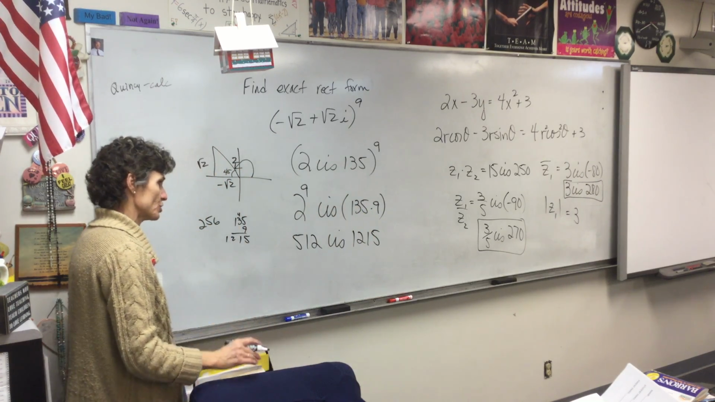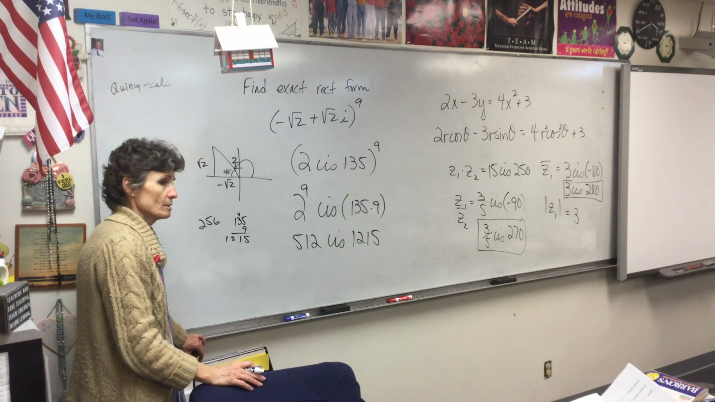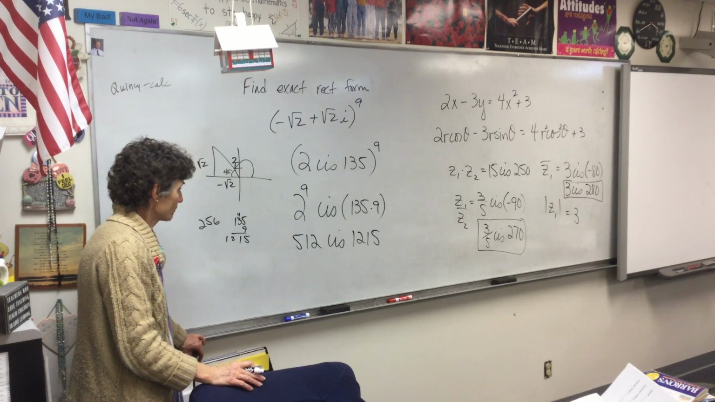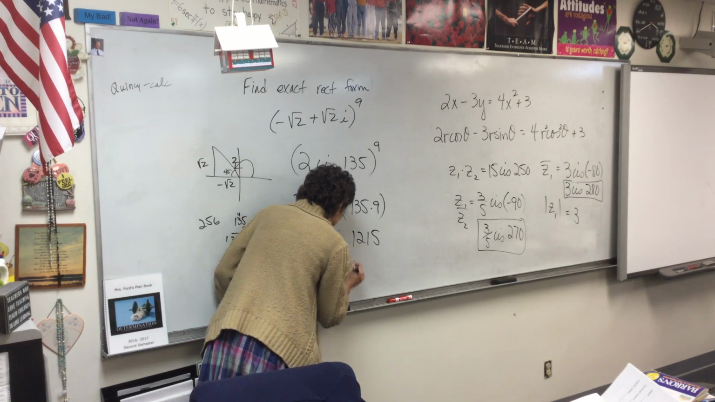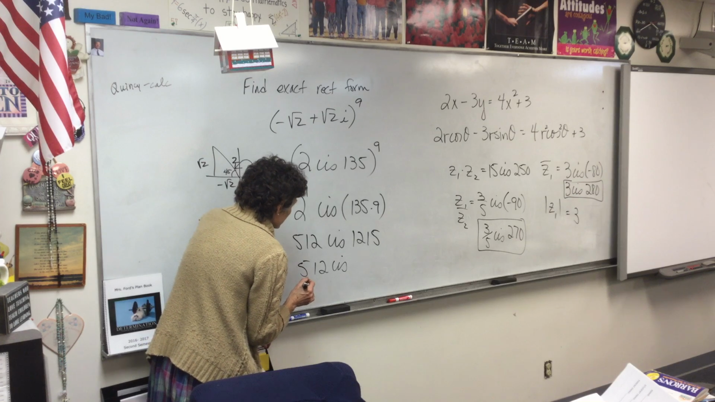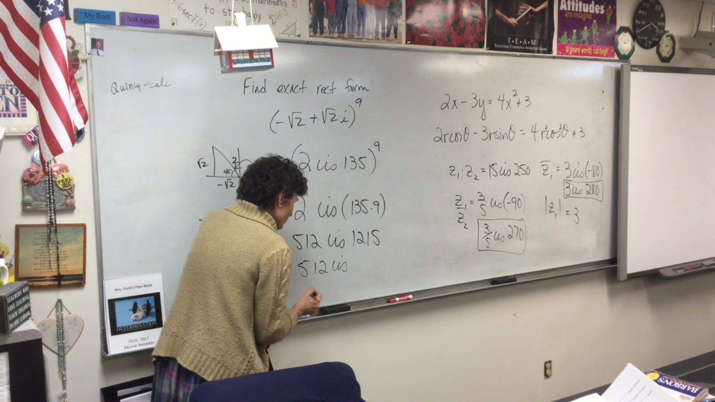Okay, now 1215 is just a little bit too big. So let's shrink it down. What's it going to go down to? 512 CIS is what? Oh, wait, no. Does it go back to 135? Yeah, 135.